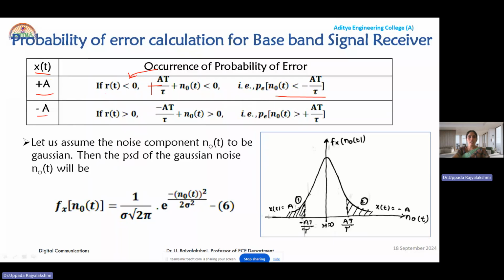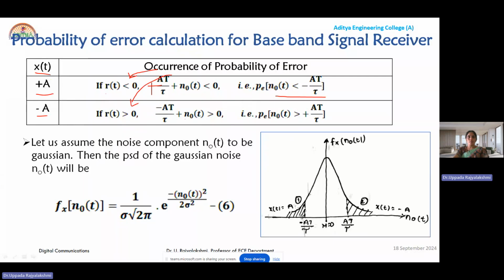Similarly, when x of t is minus A, output must be negative, but error will occur when R of t, that is, the output, is greater than 0, which is x naught of t plus n naught of t, which is minus AT by tau plus n naught of t greater than 0. That is, probability of error will occur when n naught of t is greater than plus AT by tau.